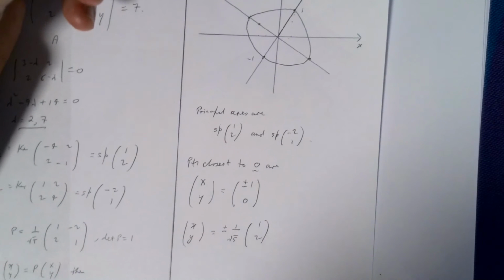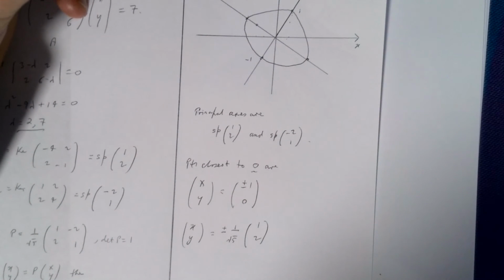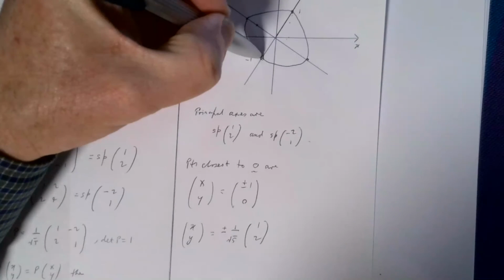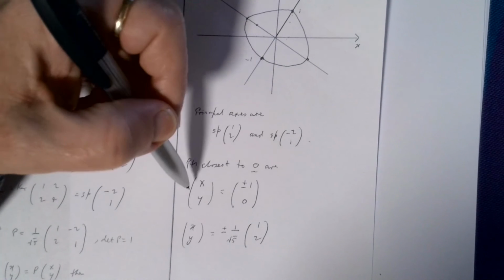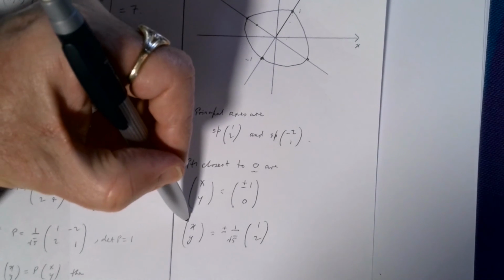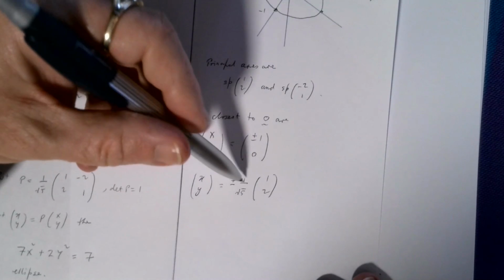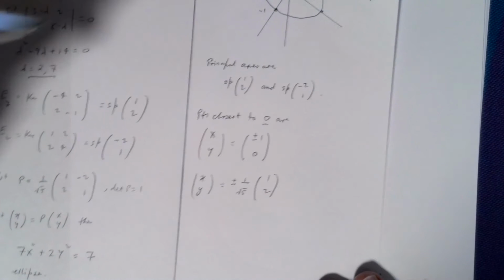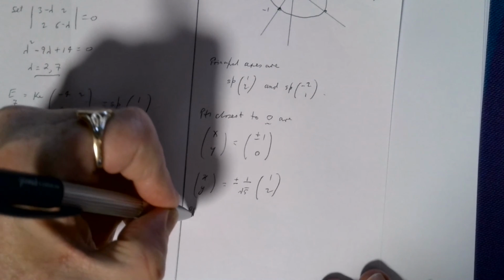Now the points closest to the origin are going to be these two here, and I can get the little xy by just multiplying this by P, and I didn't get the points furthest from the origin, so I'll just do that now.